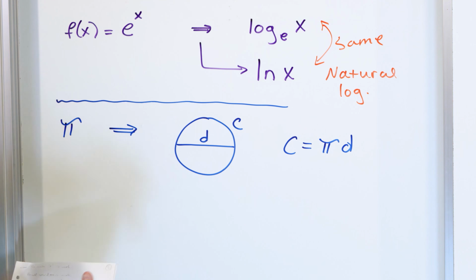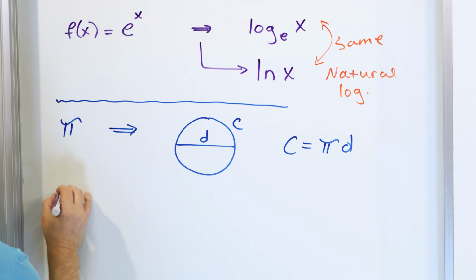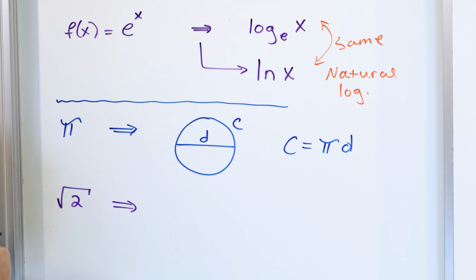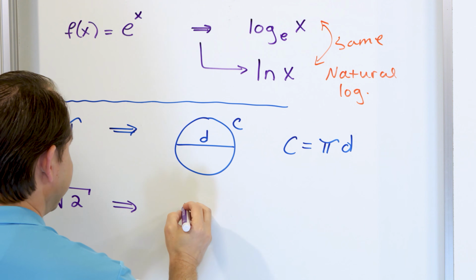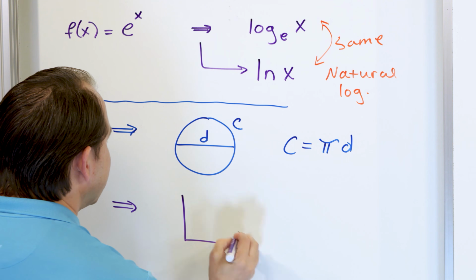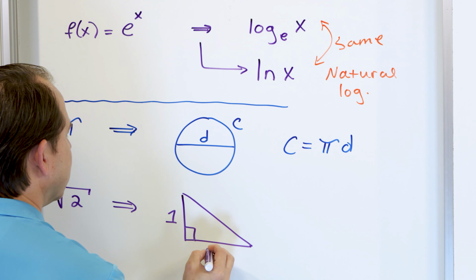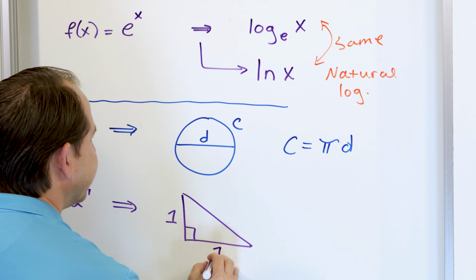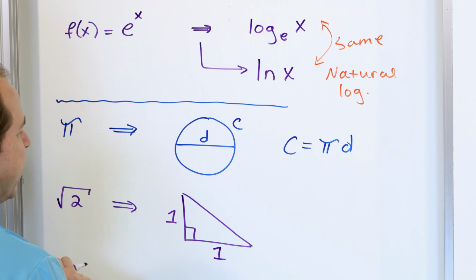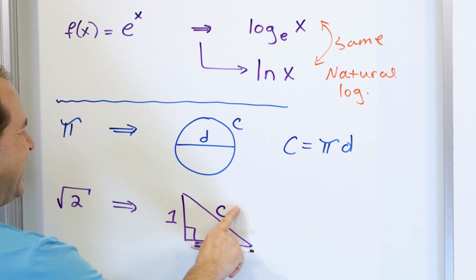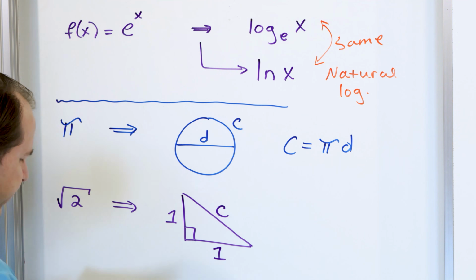What are some other special numbers in math? All right, the square root of 2 is also a number that pops up in math quite a bit. We have other radicals, of course, but this one pops up a lot because it comes from the Pythagorean theorem. If I have a right triangle with a length of 1 on one side, a length of 1 on the other side, and then I would denote the hypotenuse to be c. This is different than the circumference of a circle here.